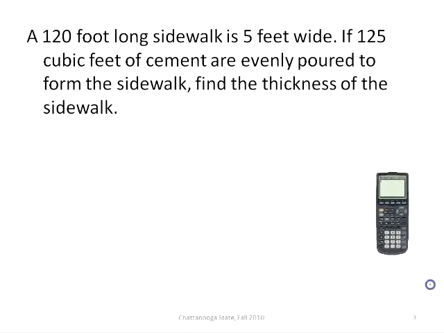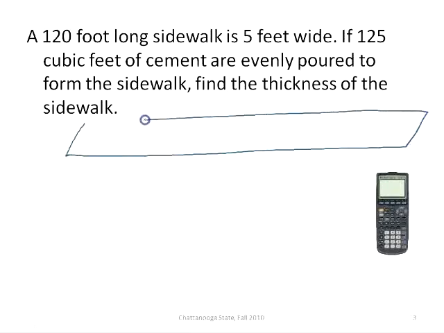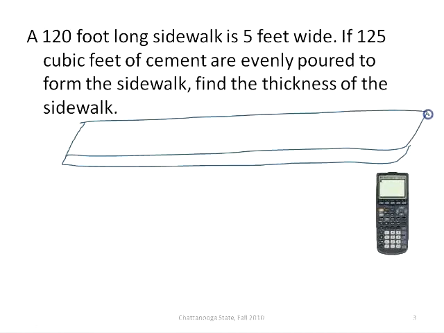So let's look at one. Here we have a 120-foot long sidewalk that's 5 feet wide. If 125 cubic feet of cement are evenly poured to form the sidewalk, find the thickness of the sidewalk. So here's my sidewalk. I'm going to start it here. I'm going to go way down here, 120 feet long. Oops, there's not a very good sidewalk there.